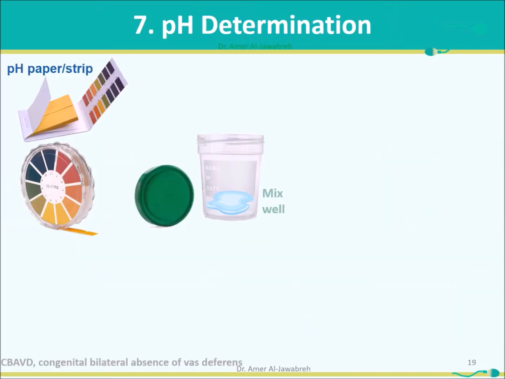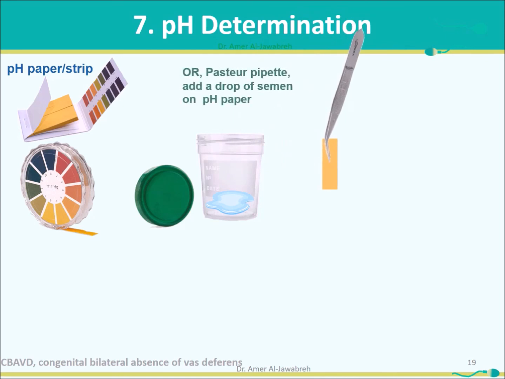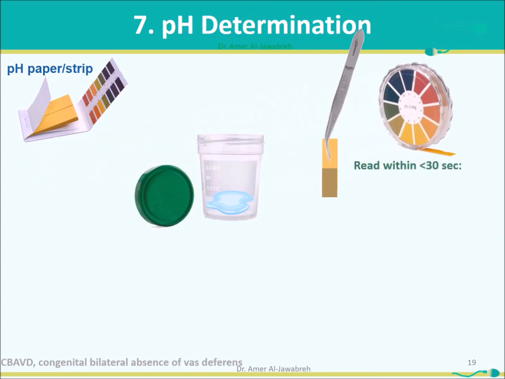pH determination. Mix sample well. Dip a pH paper in semen, or add a drop of semen on pH paper using a Pasteur pipette. Read within less than 30 seconds. Normal range is alkaline, pH between 7.2 to 8.